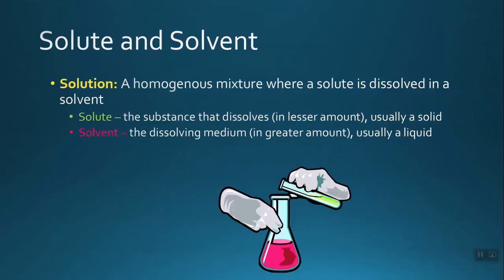Now, a solution is a homogeneous mixture where a solute is dissolved in a solvent. So there are two parts to a solution. There's the solute, that is a substance that's being dissolved. It's usually the one that is in lesser amount, and it's usually a solid, but not always. There are liquid solutes, gas solutes, and you'll see that in the next slide that I turn to. But in our class, we're usually dealing with solid solutes.